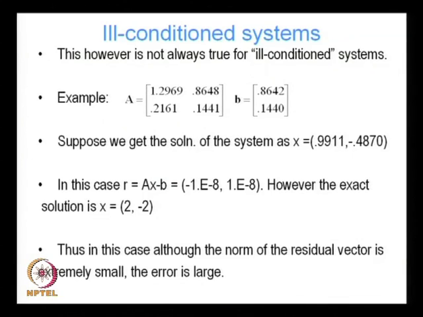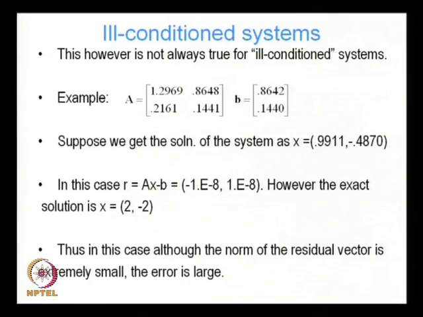However, the exact solution for this problem is x = (2, -2). So, even though the residual is small, Ax, where x has been computed by solving that linear system, differs from b by a very small magnitude, by a column vector whose largest entry is 1e-8. However, even though the residual is small, the computed solution is way off. Thus, in this case, although the norm of the residual vector is extremely small, the error is large.